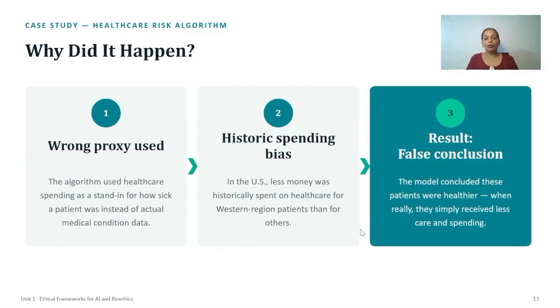There are three reasons for it. First, the algorithm used the wrong proxy: healthcare spending as a stand-in for how sick someone was, instead of using actual medical condition data. Second, bias in spending. In the US, historically, less money was spent on healthcare for patients in the western region compared to others. Third, this results in a false conclusion. The algorithm concluded these patients were less sick when really they were simply receiving less care and spending.